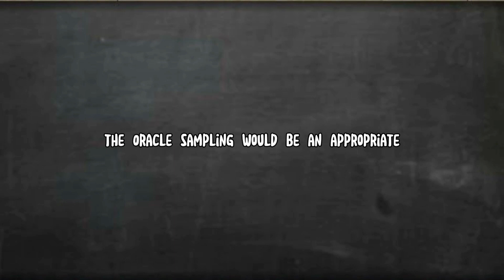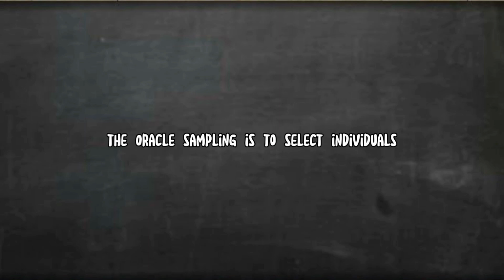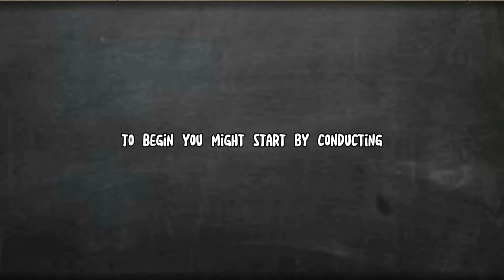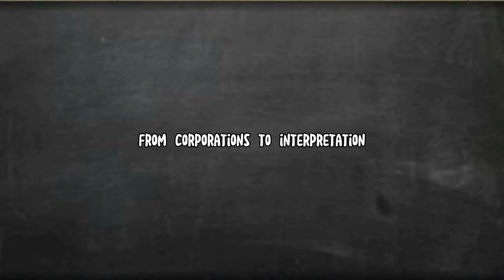In this case, theoretical sampling would be an appropriate approach to select participants for your study. The goal of theoretical sampling is to select individuals who can provide rich and diverse information related to the research questions and theoretical concept under investigation. To begin, you might start by conducting in-depth interviews or focus groups with a few individuals who have experienced a career transition from corporate jobs to entrepreneurship.